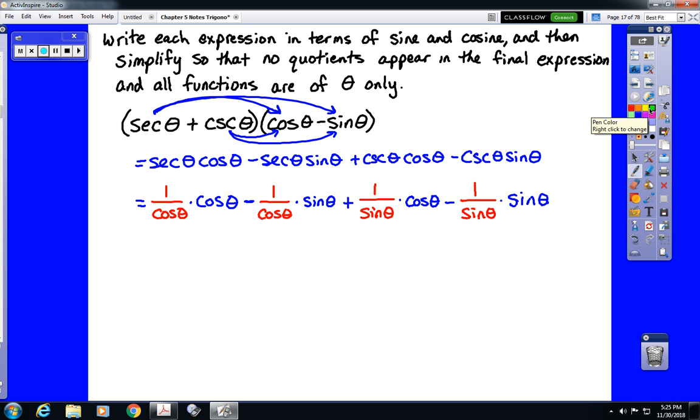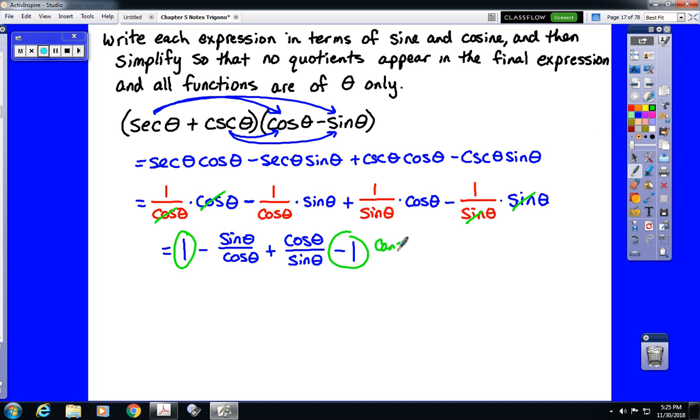So our algebra brain should kick in a couple places, right? Those cosines would cancel. These sines would cancel. Now also we'll combine those fractions on this step. That's 1 minus sine over cosine plus cosine over sine minus 1. So our algebra brain should kick in again and go 1 minus 1. That's nothing. That cancels.